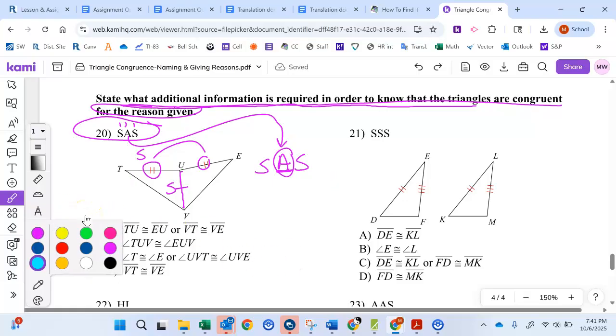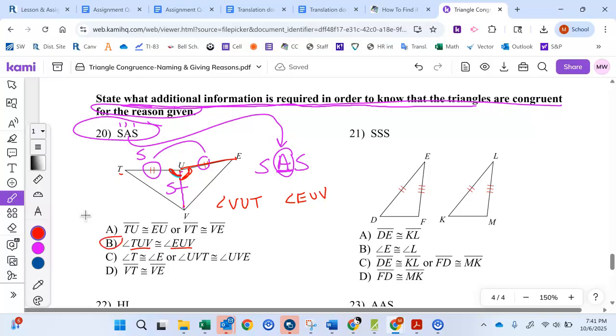This one right here would be the angle that we need. Let me make it darker here. Let me make it red. How about that? That's what we need, is this angle right here. What angle is that? That's VUT. So we need VUT, which is the same as EUV. So let's see if we have that. VUT is right here, EUV.